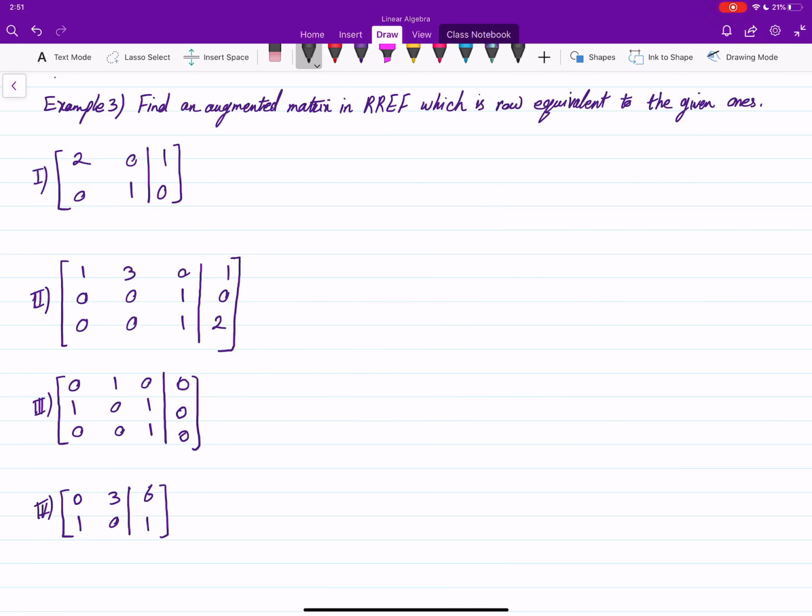So here we look at these matrices and the first thing that we notice is that the first non-zero entry of the first row is not 1, so we have to turn it to 1. To turn 2 to 1, we can multiply the whole row 1 by 1 over 2 such that this will be 1. Half of 2 is 1, and half of 0 is 0. Half of 1 is 1 over 2.